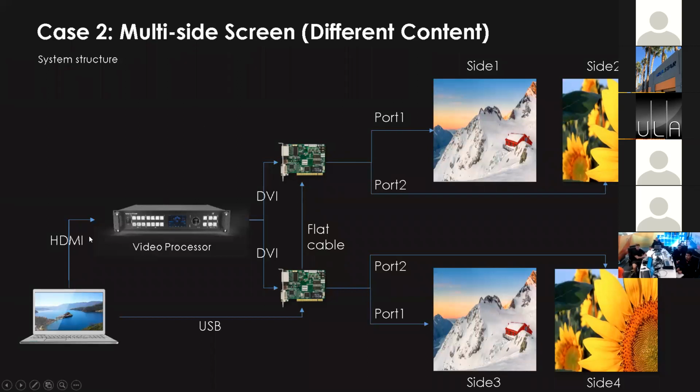And we can see the structure: that's an HDMI, that's a video source to the video processor, and the splitter splits it to the exact same source. And one more thing, it's a USB cable to the first controller and cascaded to the second one.